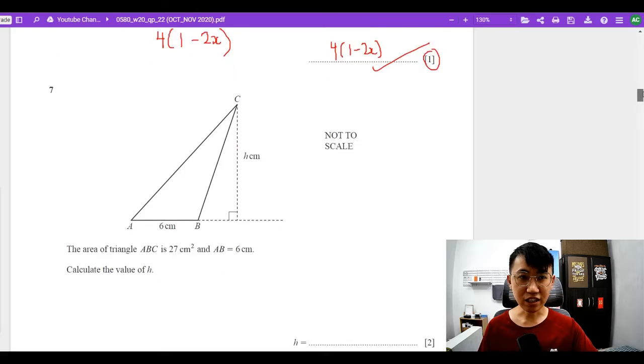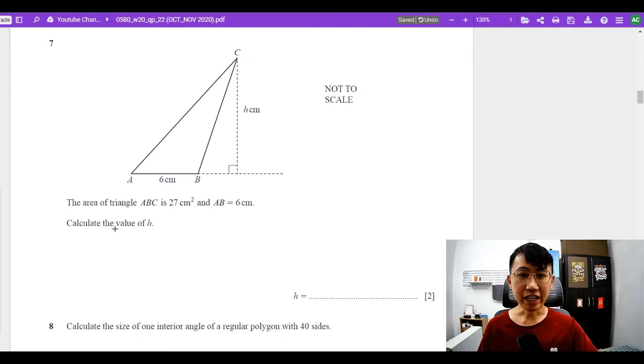Alright, let's look at the next question, 7. The area of triangle ABC is 27 centimeters square and AB is 6 centimeters, right?